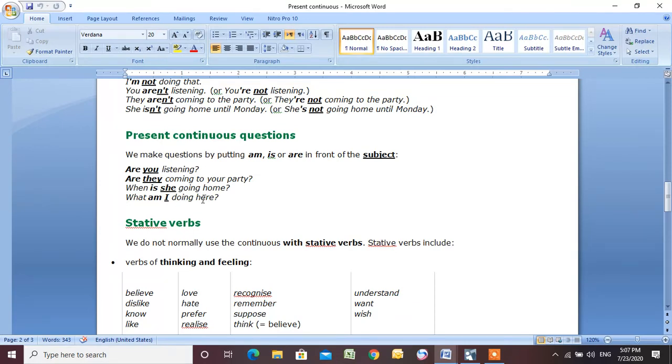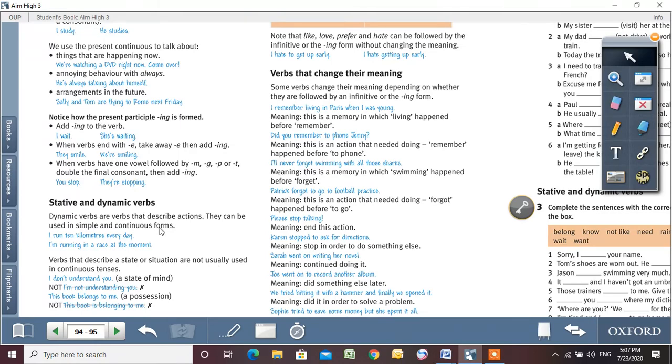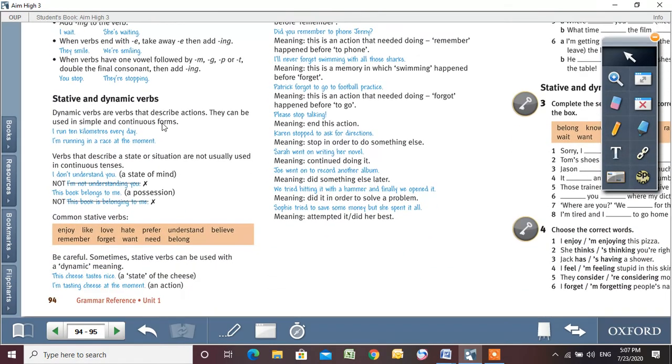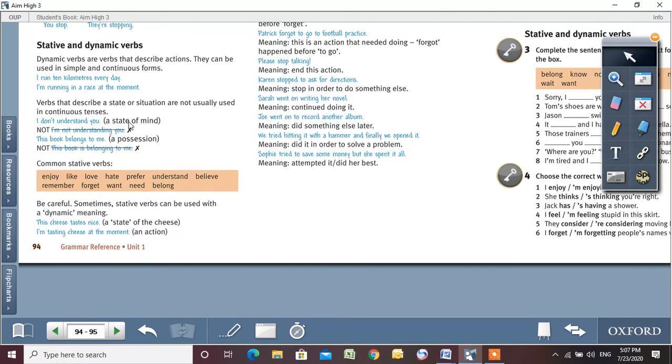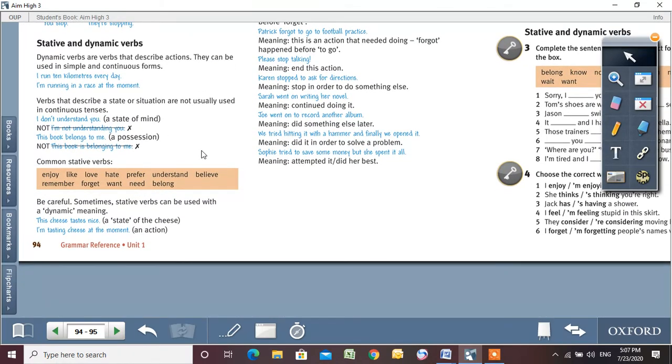Okay. Now, let's take a look at the stative verbs. How stative verbs are used in the present continuous tense. Can we use the stative verbs with the present continuous tense? We will see. There are two kinds of verbs, stative and dynamic verbs.